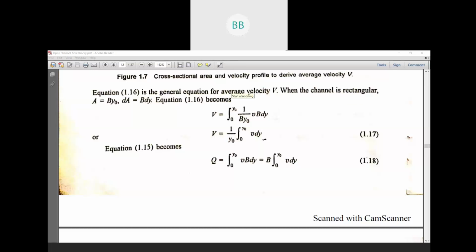Again we take the example of a rectangular channel. The total area will be B into y naught, where y naught is the maximum depth of flow. The small elementary area will be B into dy, where dy is the depth of flow for that selected small area, and y naught is the maximum depth of flow for the whole cross section. The width of the channel in both cases is the same as we are considering a rectangular channel.